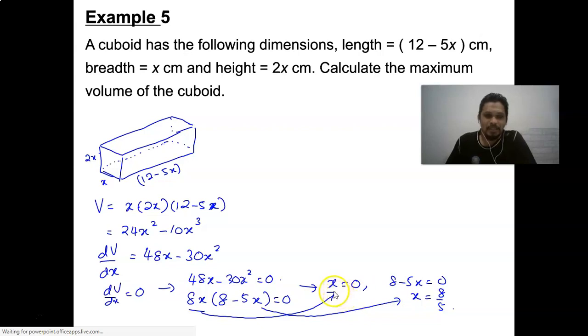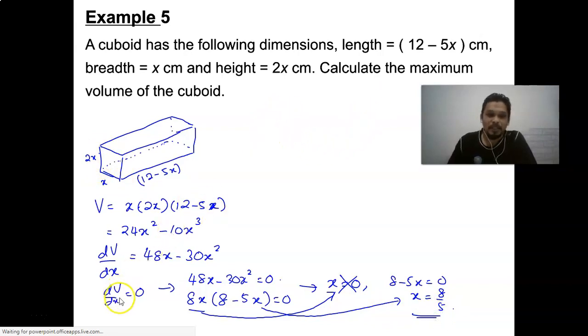Okay, are we going to accept both of these? x equal to 0: if x is 0, meaning there is no side of this cuboid, there is no height of this cuboid, and the length is 12, because 5 times x equals 0. So this is not one of the answers, because x must be positive, because we wanted a value of x for this side here and also the height. So this is the only value of x.